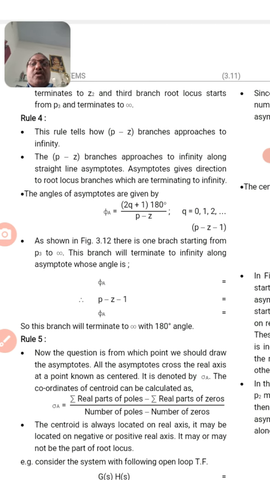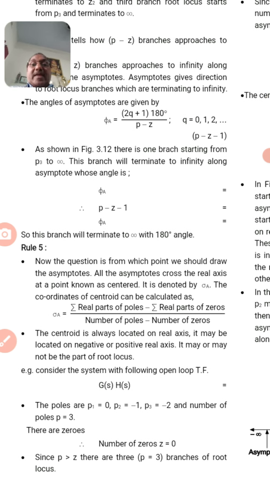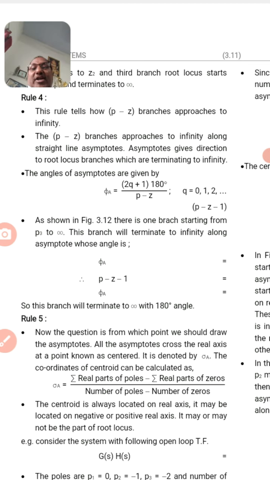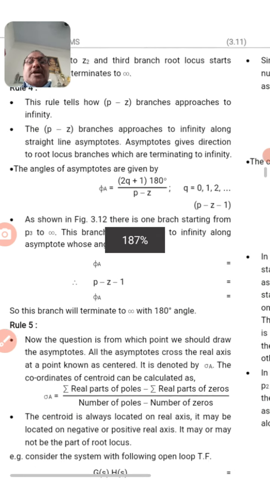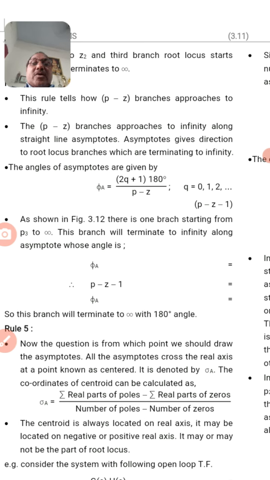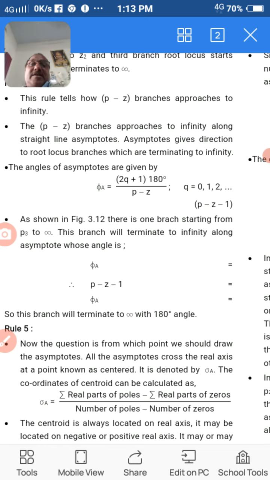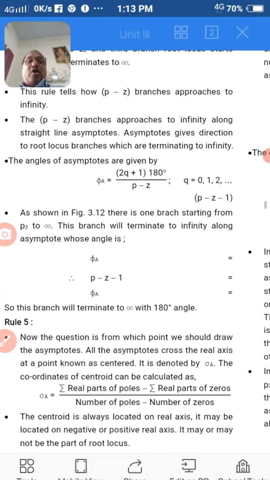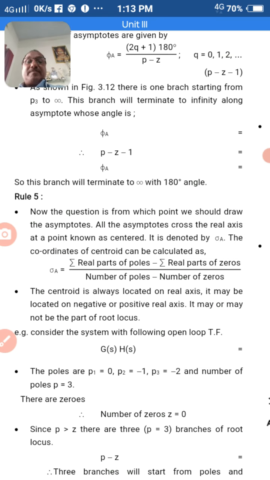Let us go to rule 4. This rule tells us P minus Z branches approach infinity. To find the angle of asymptotes, the root locus contains asymptotes. So the angles of the asymptotes are given by an odd multiple of 180 degrees, that is 2q plus 1. Odd means 2q plus 1 or 2n plus 1. That's why it is odd, times 180 divided by P minus Z, that is number of poles minus number of zeros.